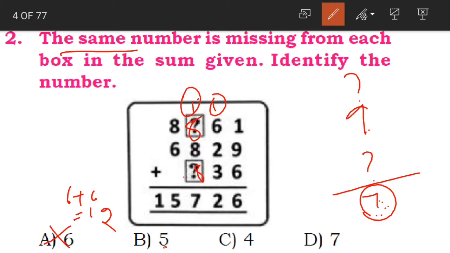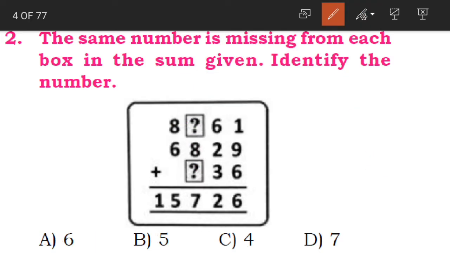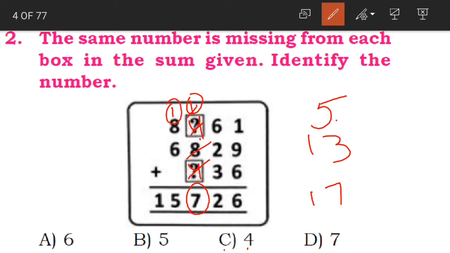Option B, 5. 5 plus 5 is equal to 10. So again option B is wrong. Option C, 4. 4 plus 4 is equal to 8. Yes. So our answer is 8 here. Let us cross verify. Sorry, our answer is option C, 4. 4 plus 1, 5. 5 plus 8, 13. 13 plus 4 is equal to 17. 7 here, 1 carried. Yes children?